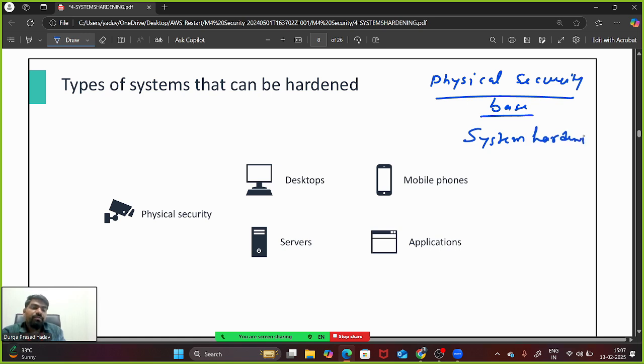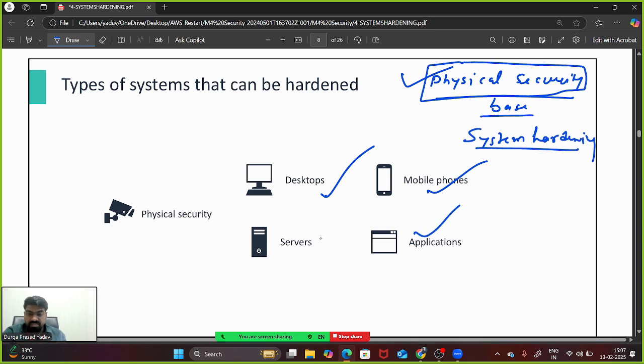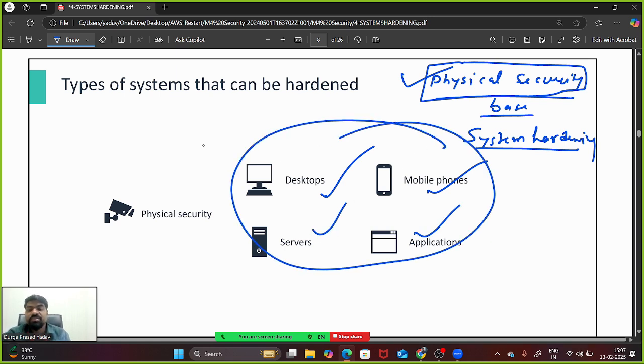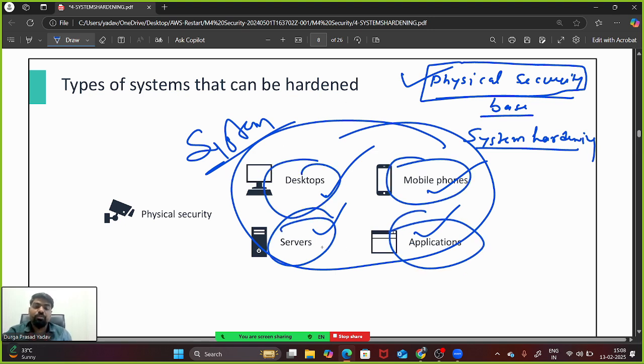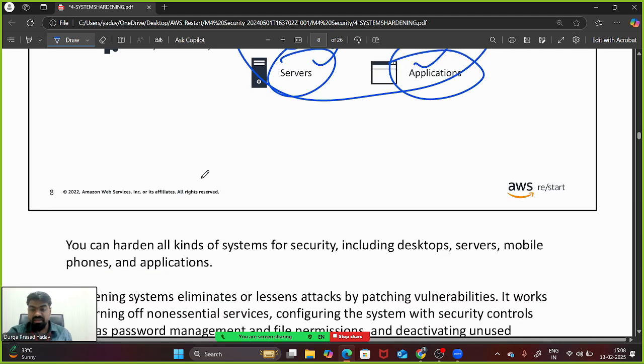If you are going to harden the system, first of all your base should be stronger, meaning physical security should be there. Here you can see physical security can be applied to desktop, mobile phone, application and server. These all come under systems only. System hardening means, with respect to security, you make them very strong so that nobody can compromise them and nobody can try to hack them.